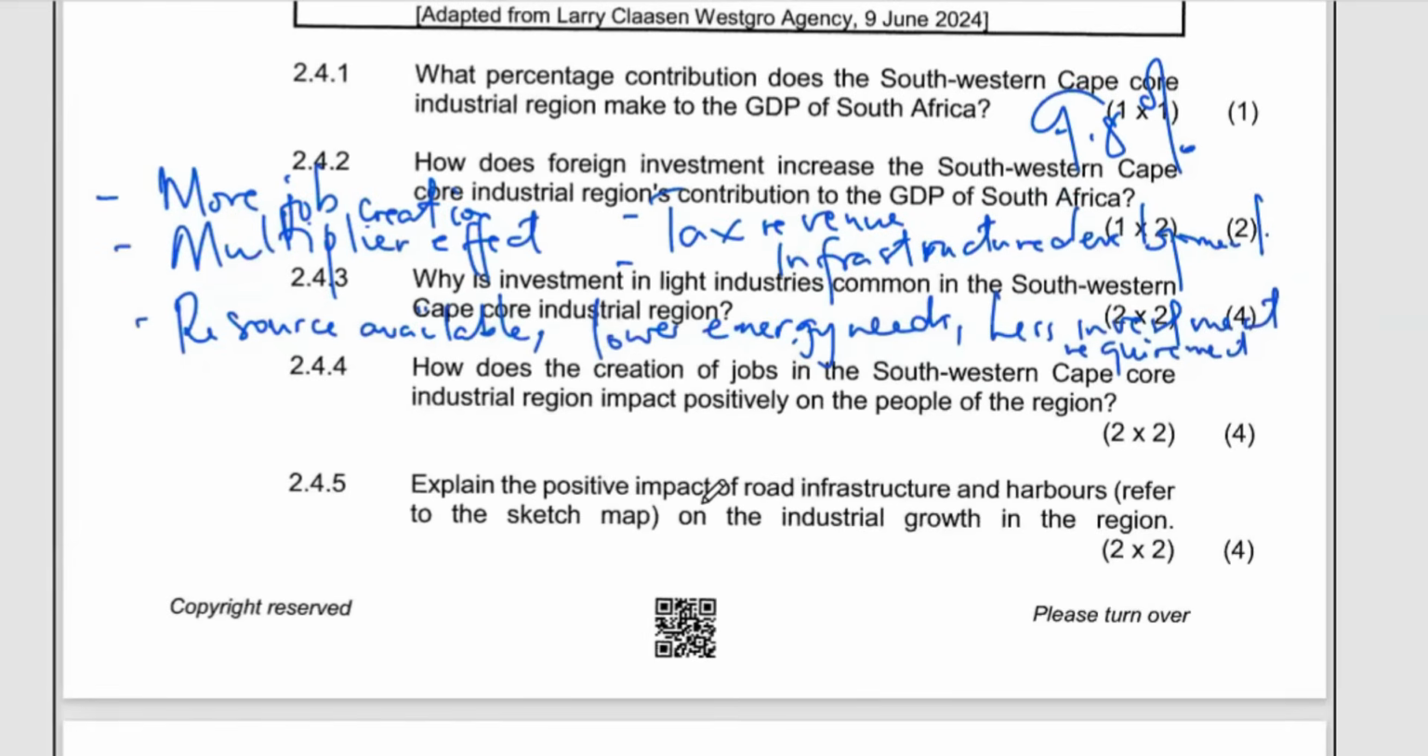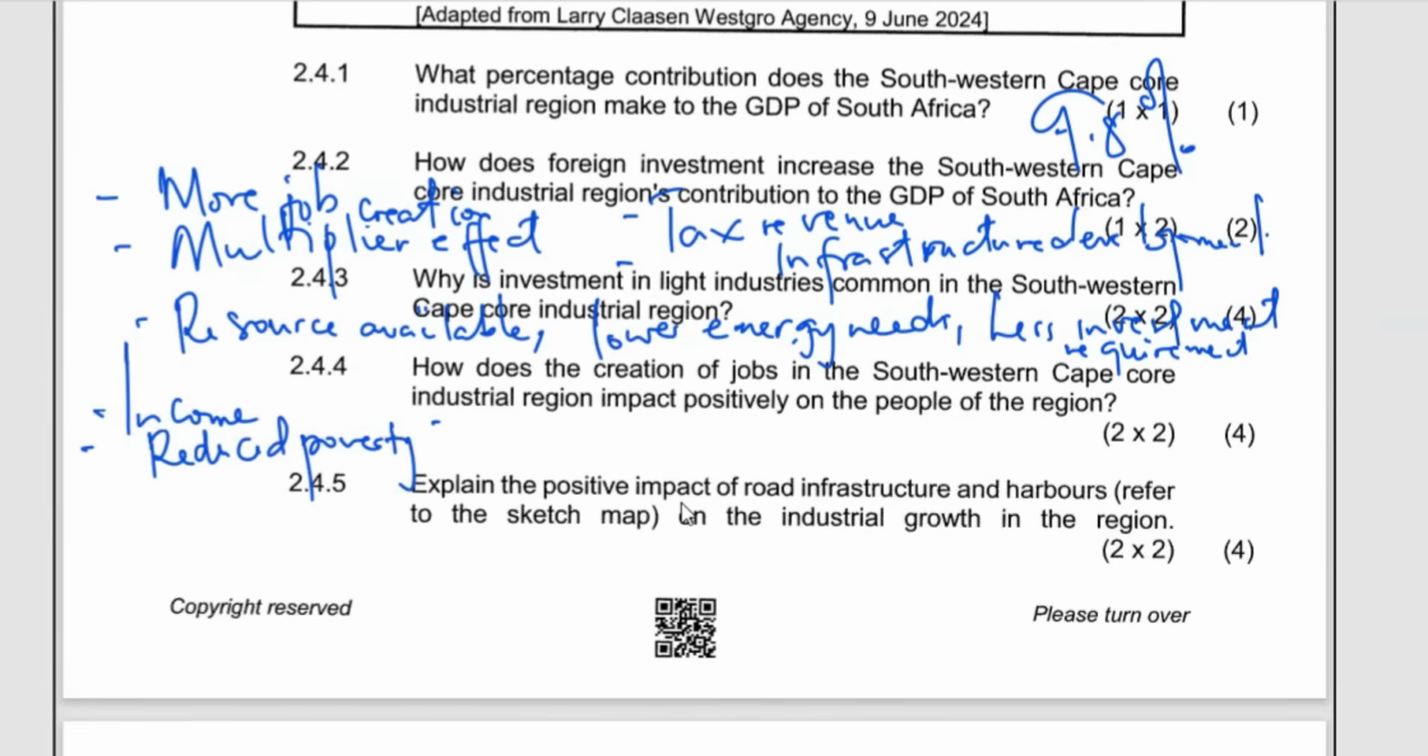Right, moving on to the next question. How does the creation of jobs in the Southwestern Cape core industrial region impact positively on the people in the region? How are people going to benefit from the creation of jobs? Definitely, we are going to talk of they are going to have a source of income, which is a benefit to basic life. And then we're also going to talk of reduced poverty. People who are gainfully employed have a reduction in poverty.